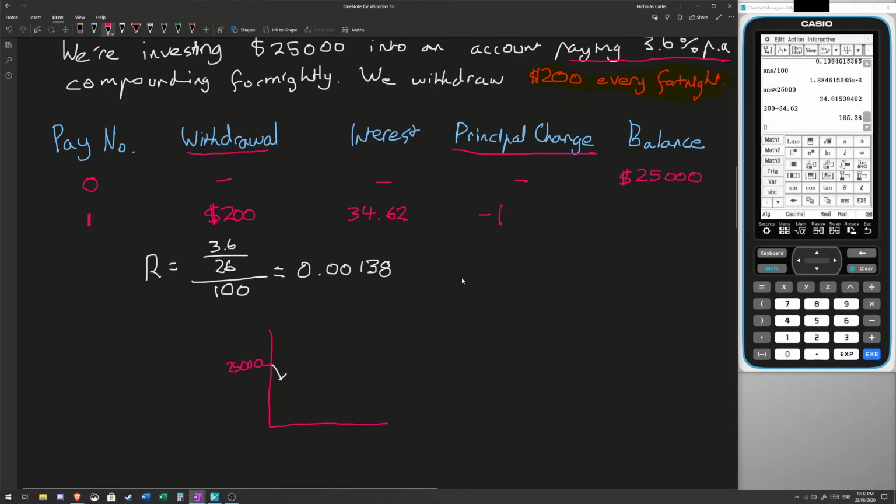Now it's principal change, so we've got to go negative $165.38. Again, the wording of the amortization table will change, and depending on that, well, depending if it's positive or negative. So this is why I'm going through this stuff, because we need to understand this. Okay, we're going down $165. So we go 25,000, take away $165.38. So we have $24,834.62. Okay. I hope that makes sense.